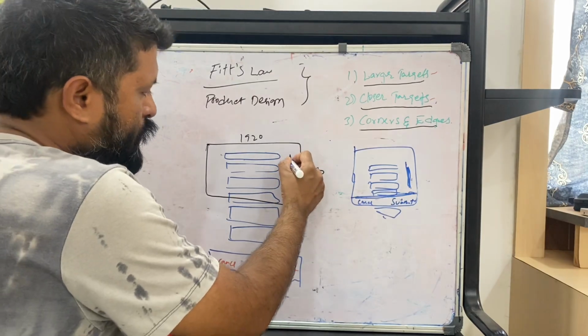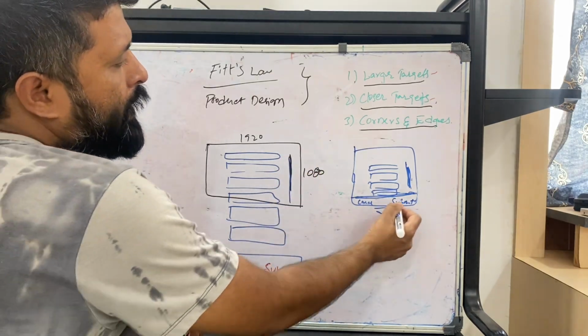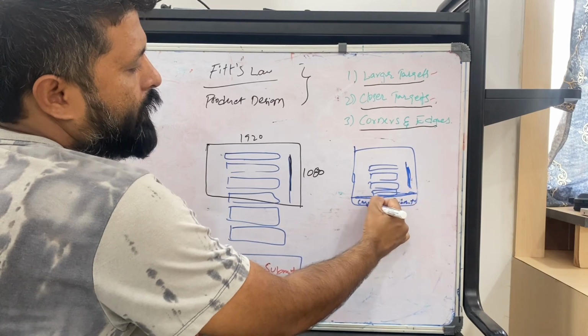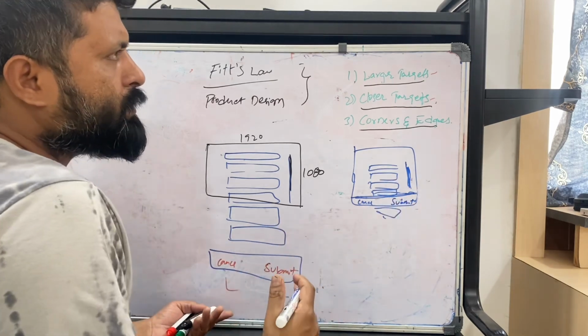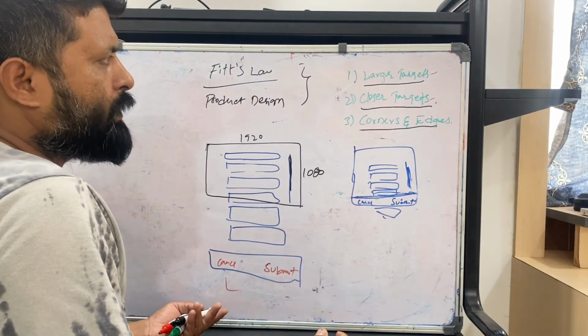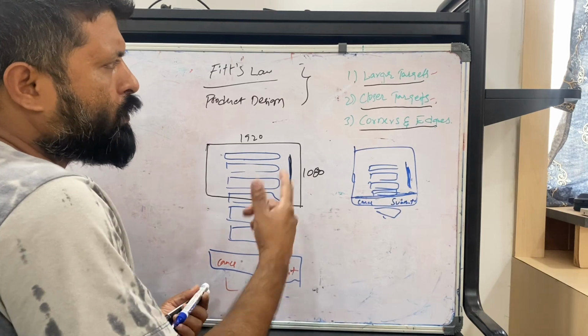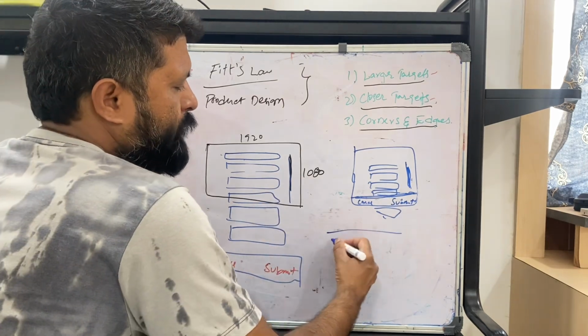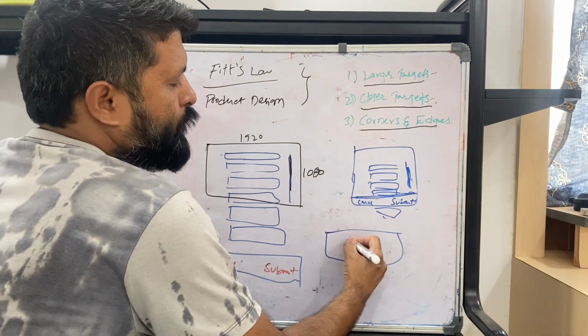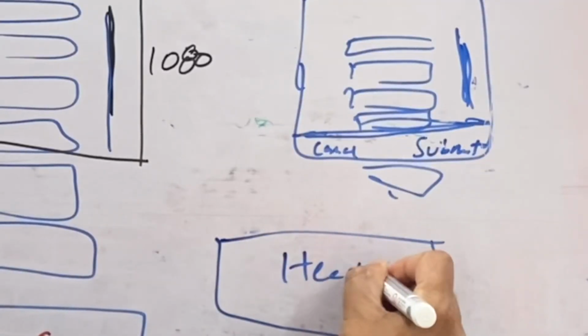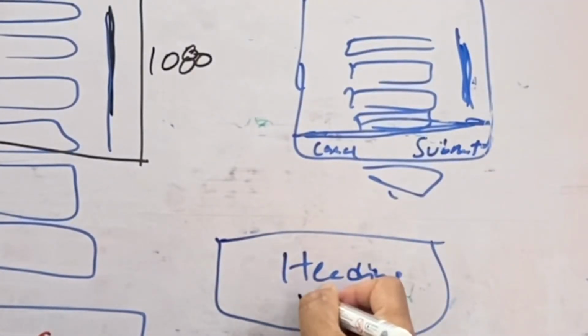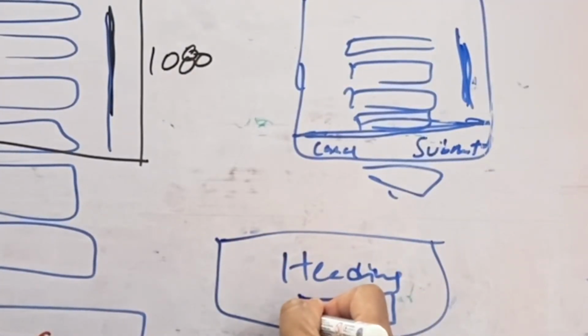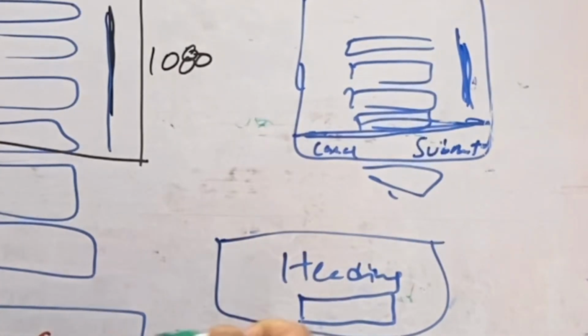Here the user has to go down to make these actions. Here he can fill and make the actions easily. These things should be followed while creating a product design. This is closer targets. For example, there is a banner in website design and we use some big headings, and there is a CTA button. The button should be more prominent so that the user clicks and can access easily.